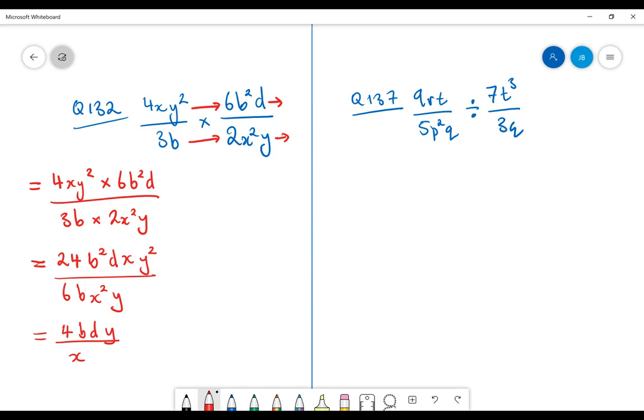For the next problem, this one is division, which is almost exactly the same as multiplication. However, we need to flip the right-hand fraction upside down and then multiply them. That's how we divide fractions. So I'm going to write that out first. So I'll turn this into a multiplication problem. And flipping the right-hand fraction gives me 3q over 7t cubed. Then like before, we're just going to multiply our numerators together and then our denominators.